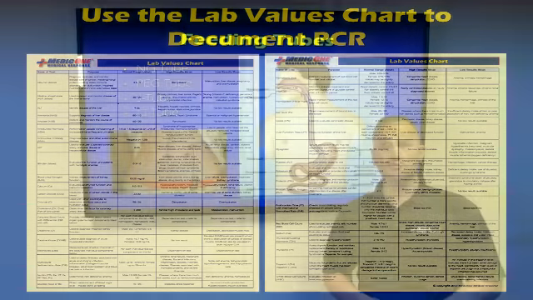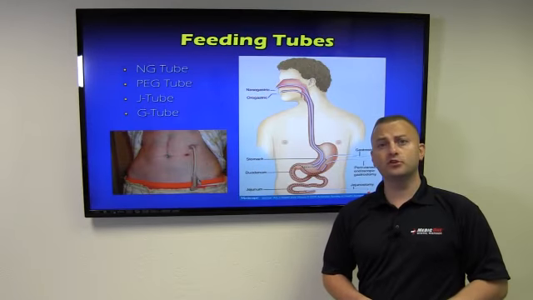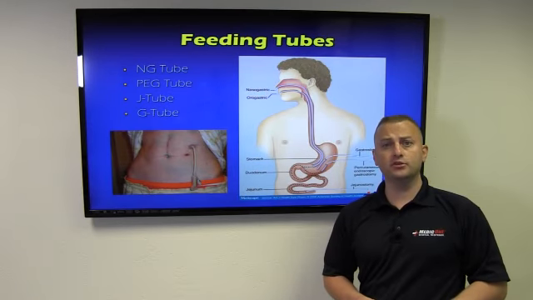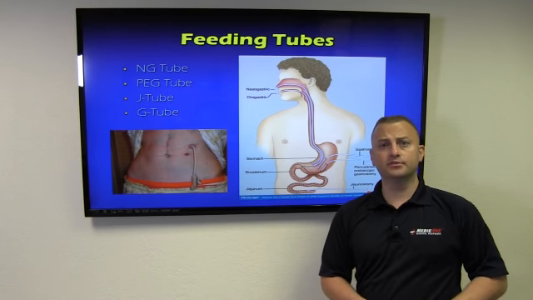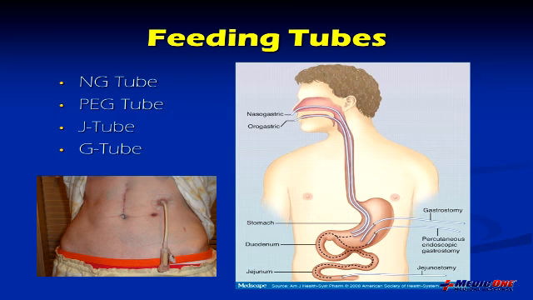Let's talk about feeding tubes for a moment. We transport feeding tubes quite commonly in patients who have feeding tubes. We need to understand the different types of feeding tubes. As you can see in the slide, a patient could have an NG tube, a PEG tube, a J tube, or a G tube. When we get called out for these patients at a skilled nursing facility that has a G tube or PEG tube pulled, it needs to be reinserted.